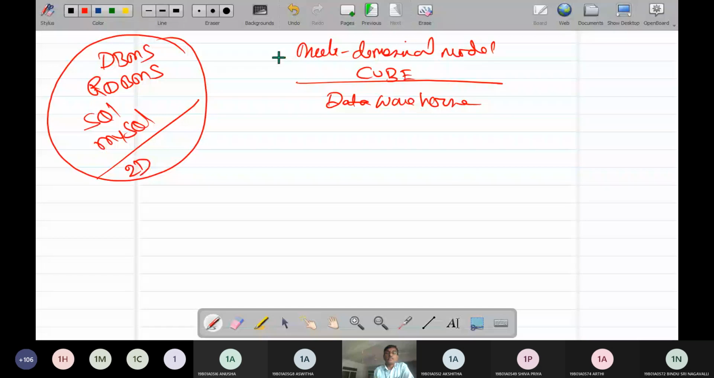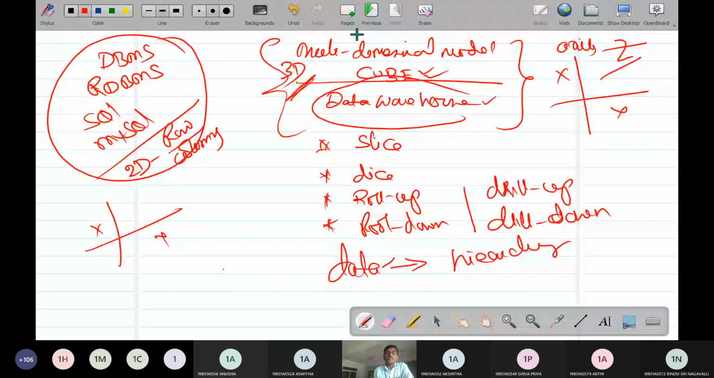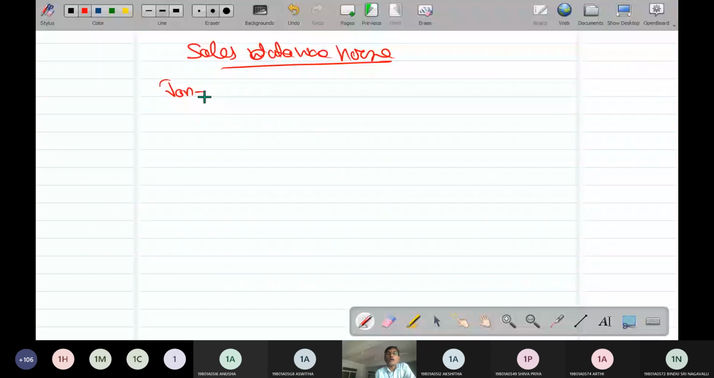I will just explain this to you with a simple example. Assume that there is a sales data warehouse, where they are going to write Jan. They're going to write these options.